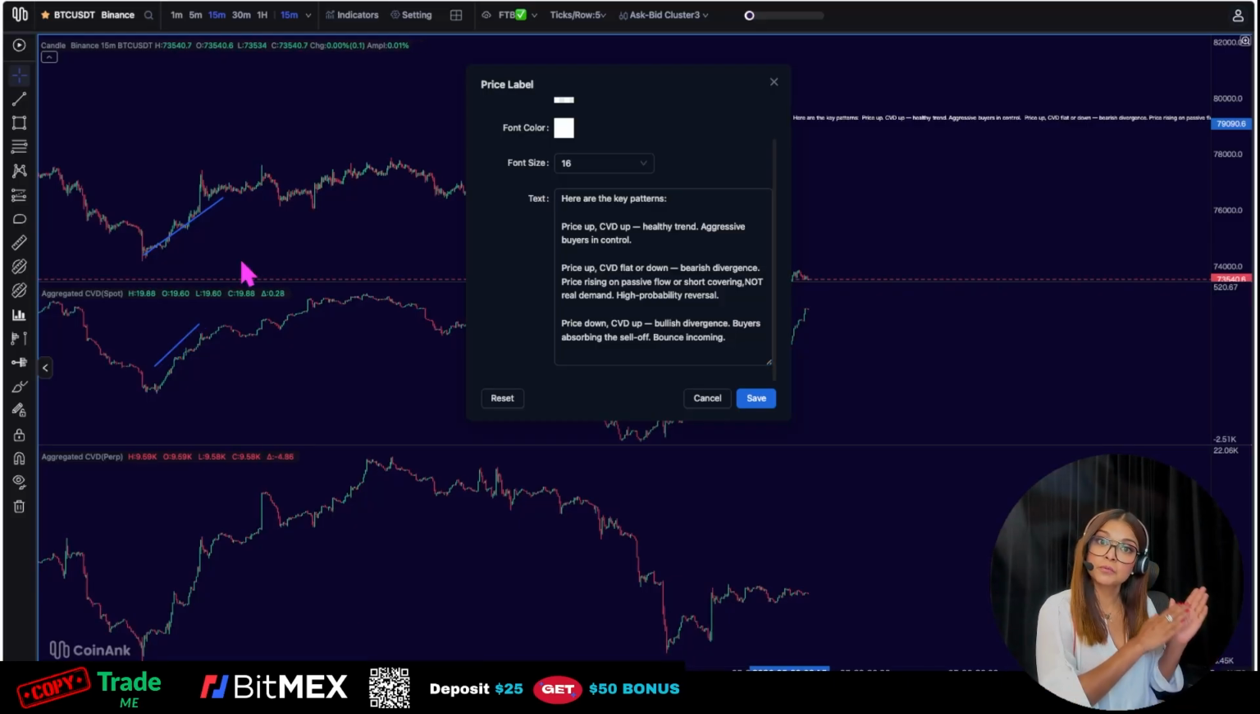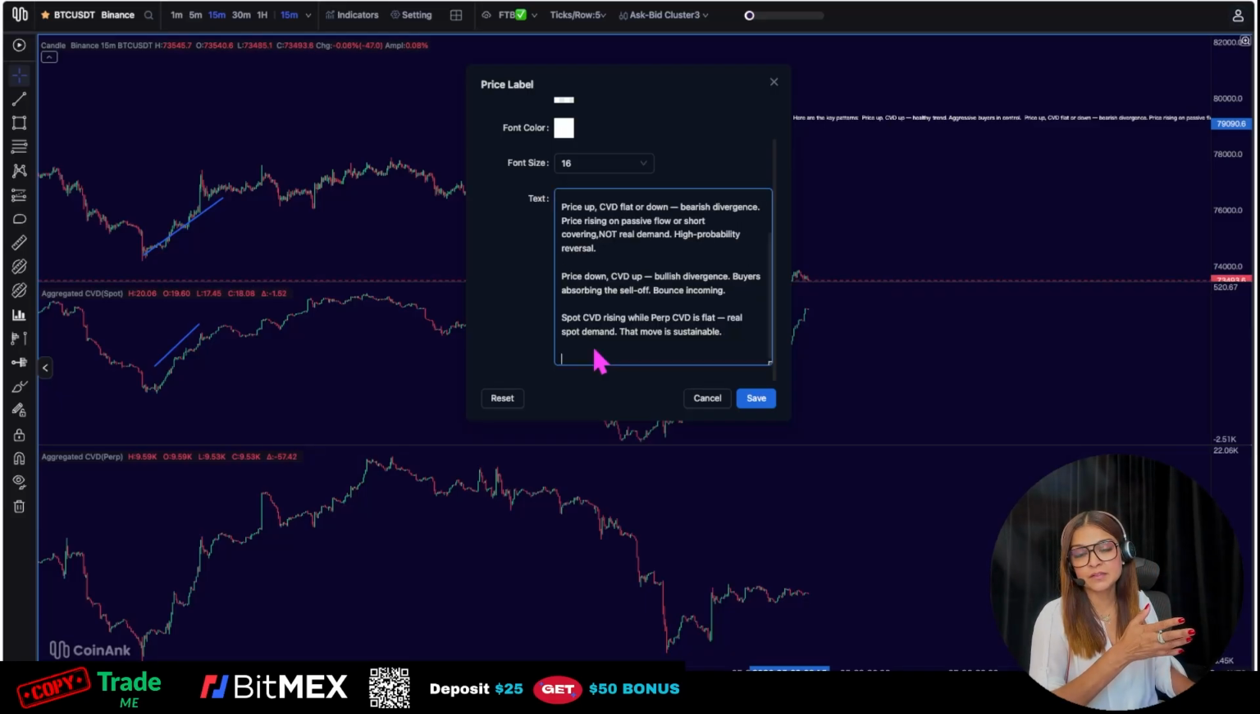Now on to my favorite one, which I had mentioned before. Spot CVD is rising while Perp CVD is flat, which means there is real demand in spot, and that tells me that the move could be sustainable. And the last one is where Perp CVD is rising, but spot CVD is declining or flat, then that is pure leverage. And of course, that is vulnerable to a liquidation cascade or a leverage flush.